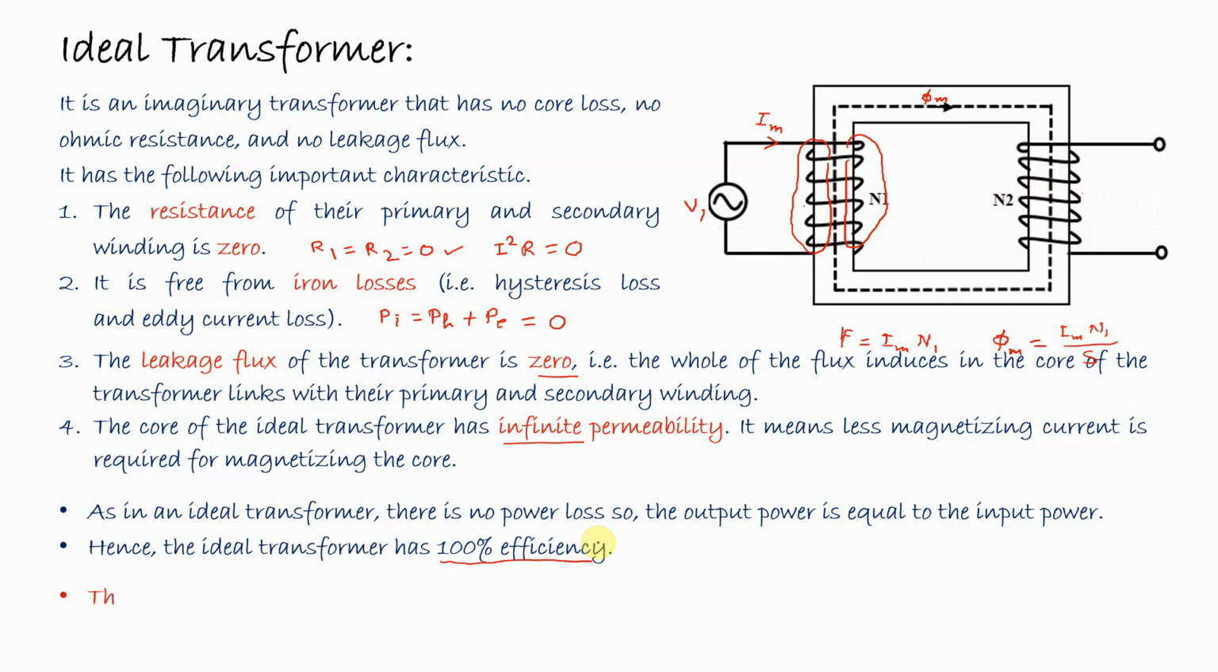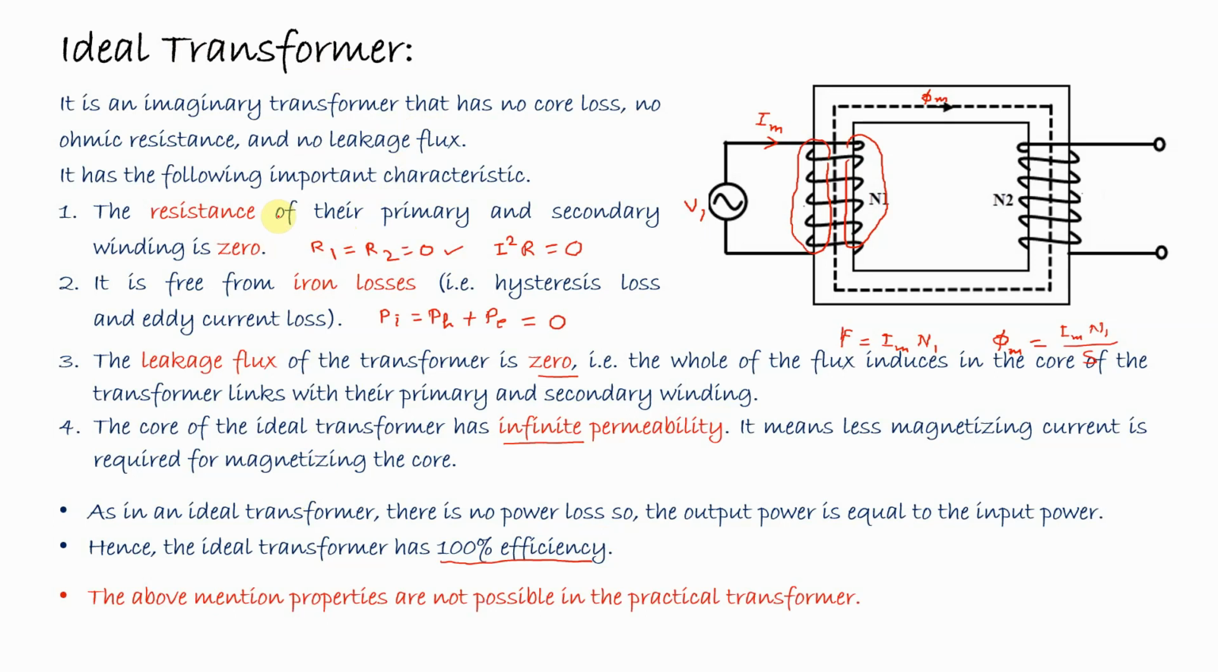But remember one thing, in actual condition, the above mentioned properties are not possible in case of practical transformer. So these are all the assumptions. If any transformer follows these characteristics, follows these assumptions, then it can be considered as ideal. But in actual case, in practical transformer, these are not possible.